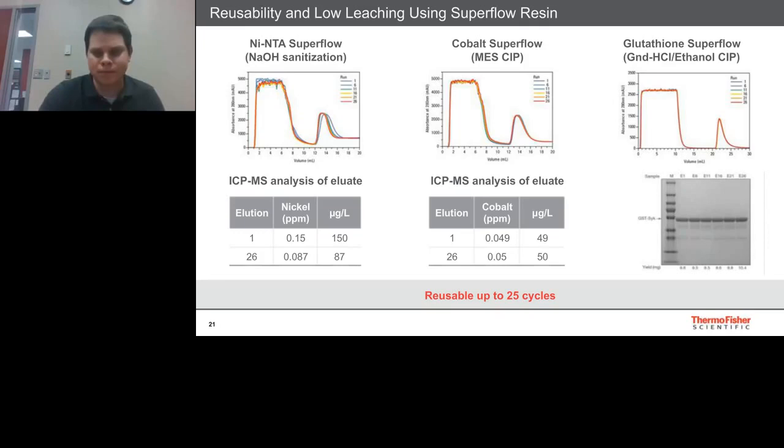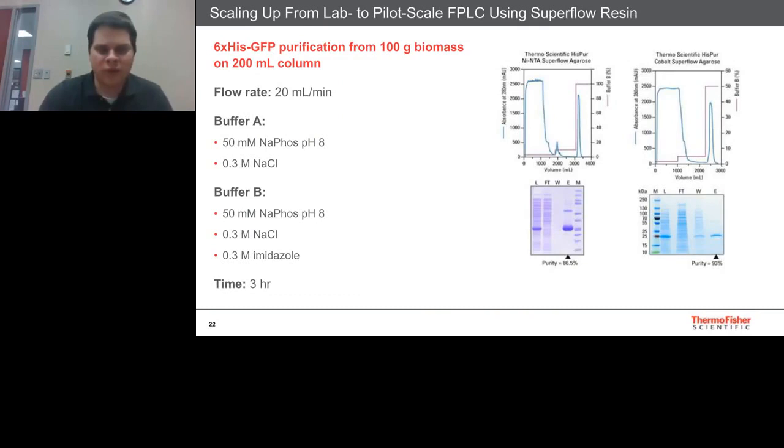So here's a typical pilot scale run for purification of a His-tag protein. Pilot scale purifications were conducted on 100 grams of E. coli biomass overexpressing His-tag GFP with columns packed with either 200 mLs of nickel NTA superflow or cobalt superflow. 1 liter of total lysate was passed over the column at a flow rate of 20 mLs per minute and next washed to baseline with either buffer containing 30 millimolar imidazole for nickel NTA or 15 millimolar imidazole for cobalt.